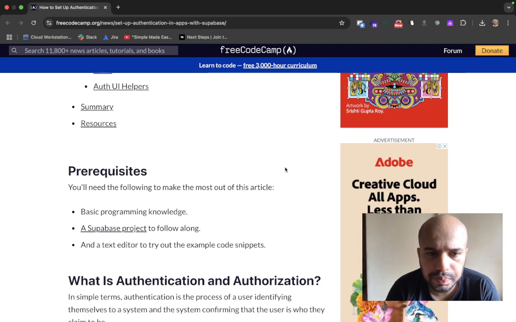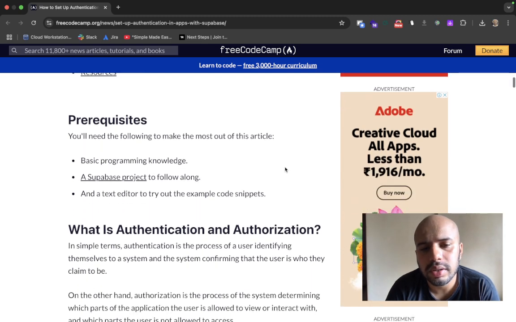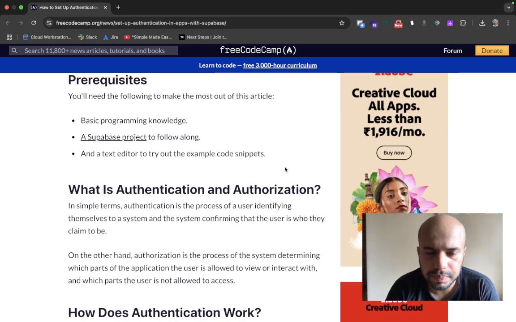Prerequisites: you need to know the following to make the most of this article: a basic programming language, a Supabase project to follow along, and a text editor to try out example code snippets.